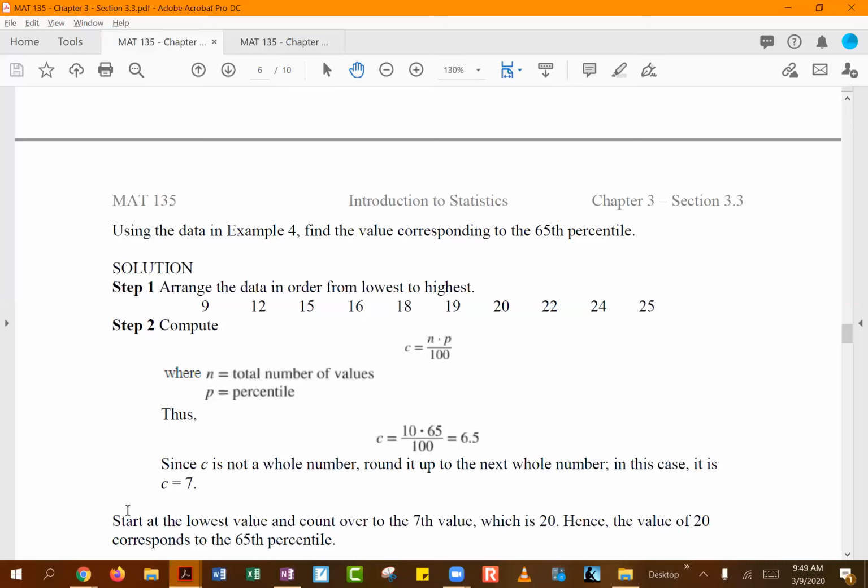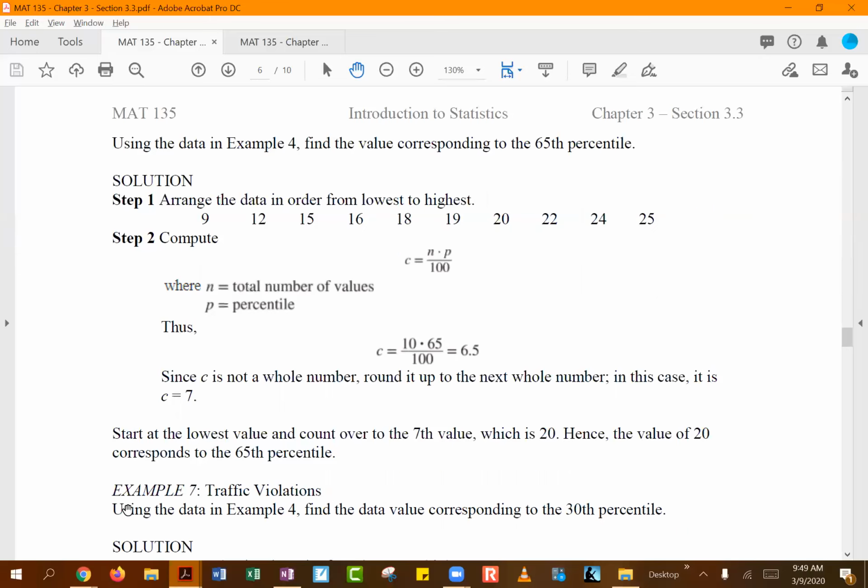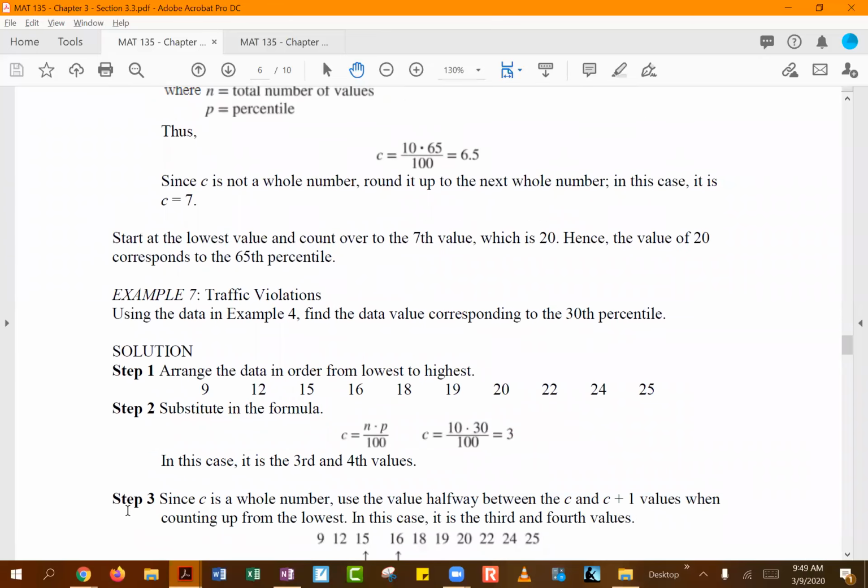So 6.5, not a whole number, which means we round it up to a whole number, and we're saying C becomes 7. So then you start counting, and number 20 is going to be the data value that corresponds to the 65th percentile. So that's kind of how these calculations work. So they're telling you the value of 20 corresponds to the 65th percentile. The C is not giving you what the data value is, right? The C is the position of where you will find your data value. So that was if you did not get a whole number, round it up, and then count the position.